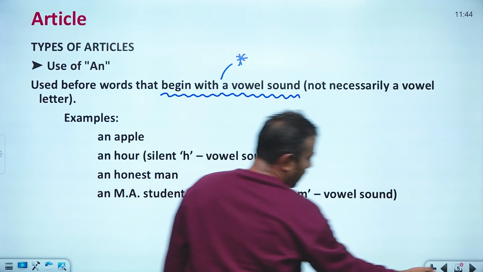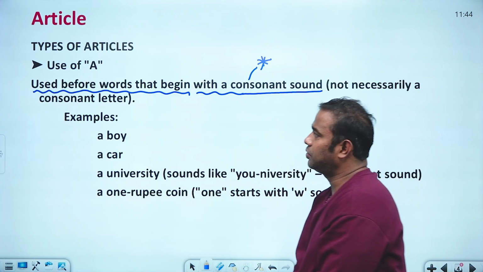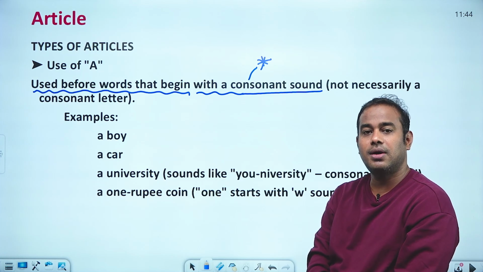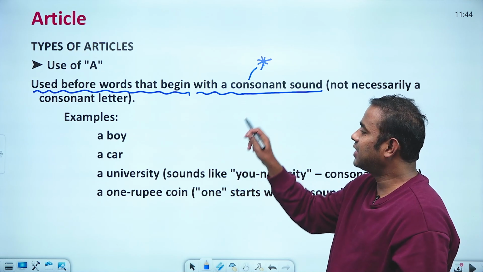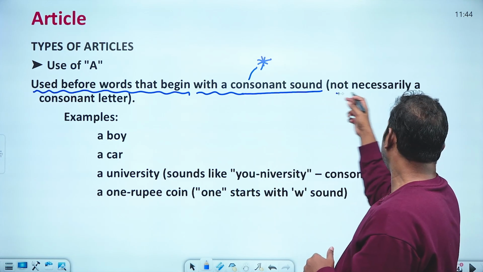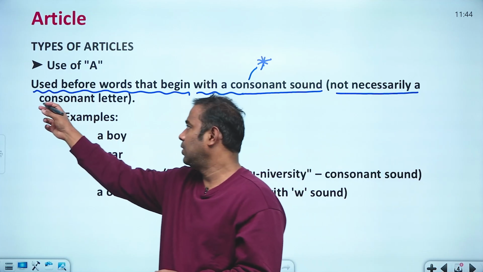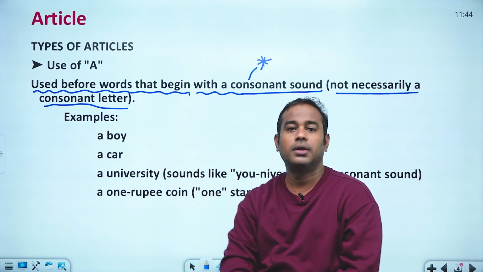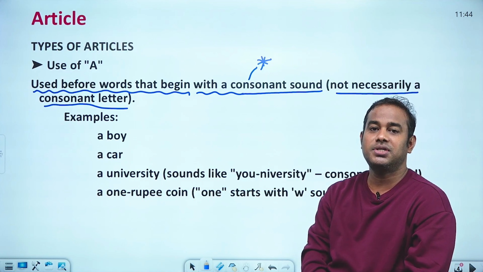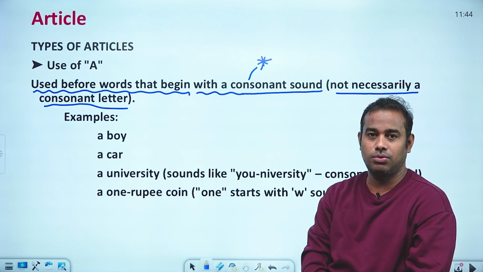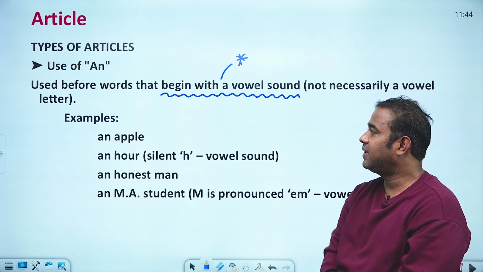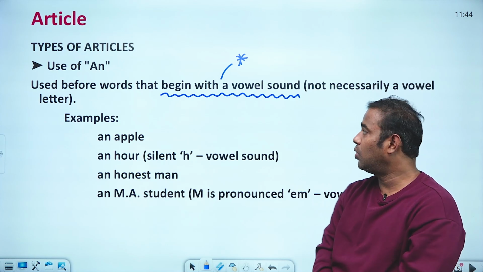So this is the important thing that you should remember. Okay, so a is used before any consonant sound. It's not about the consonant letter. Please do not confuse it with the consonant letter, so I have written that point here. It is not necessarily a consonant letter; it depends upon the consonant sound, whereas an is used in front of a vowel sound.